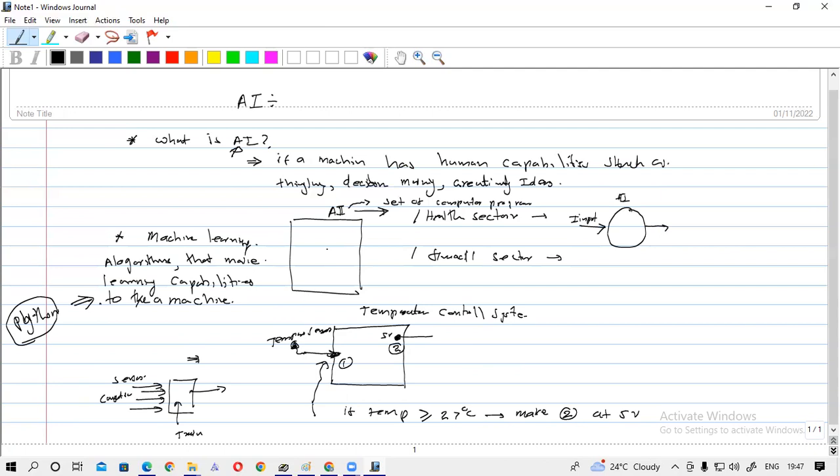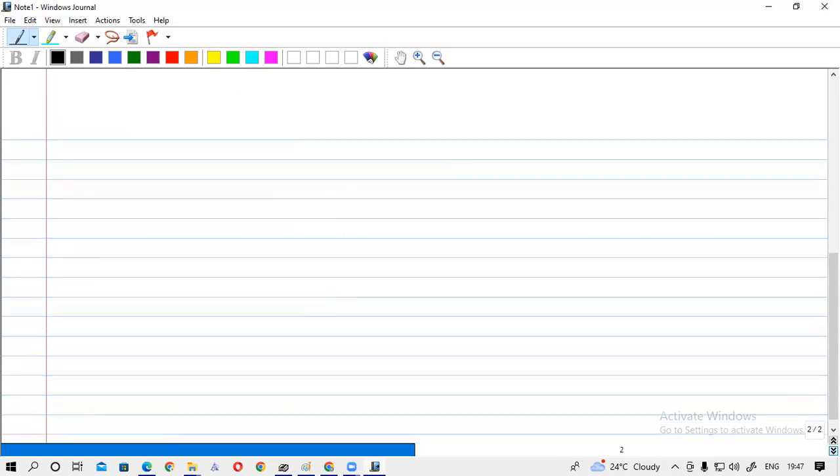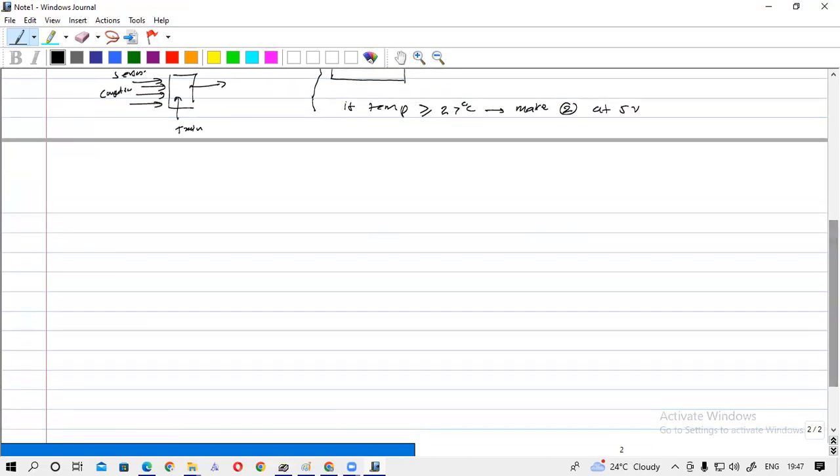We can say that machine learning is under AI. AI is a vast application area, and within it we can find machine learning. Also there is another terminology called deep learning. That is again a type of machine learning, a subset of machine learning. It normally uses what are called neural networks.